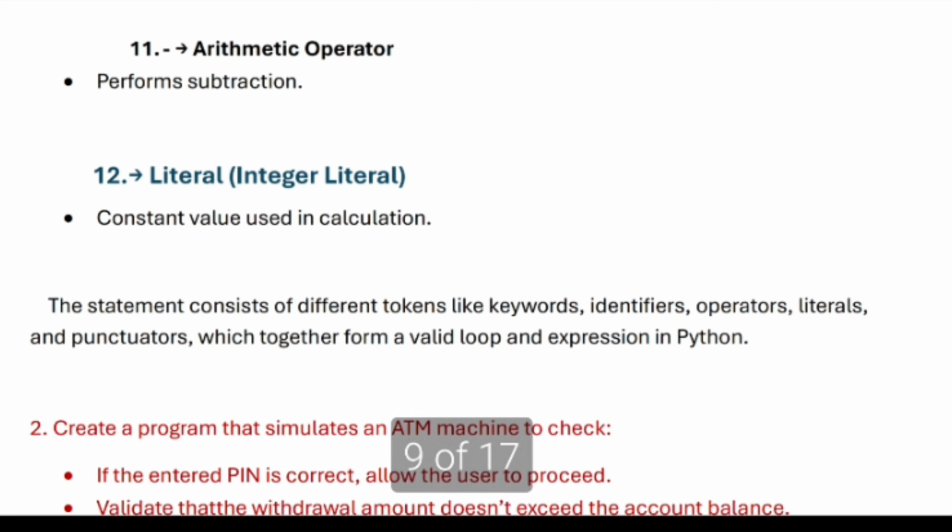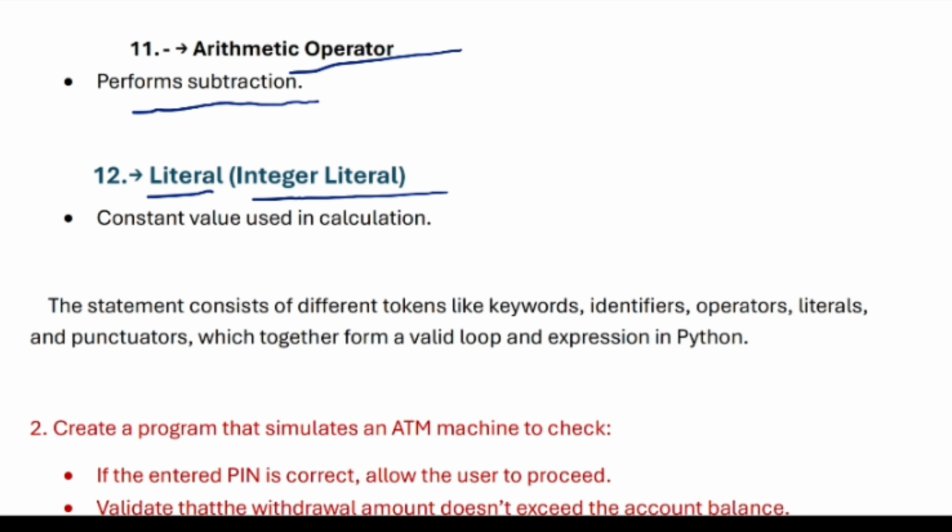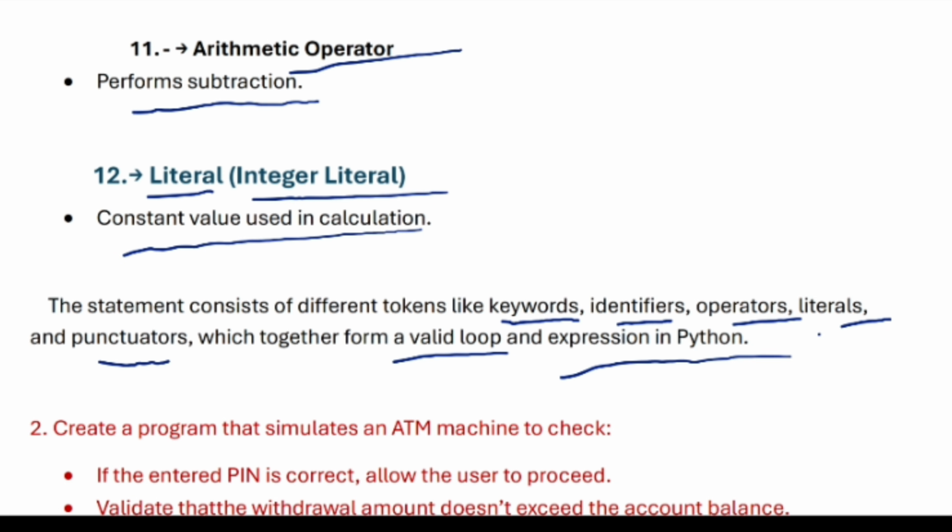Next is the minus, an arithmetic operator that performs subtraction. And the 12th one is an integer literal, which we can use as a constant value for calculations. So the above statement has different tokens, namely keywords, identifiers, operators, literals and punctuators, which together form a valid loop and expression in Python.